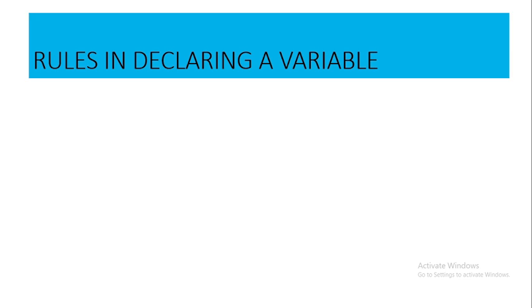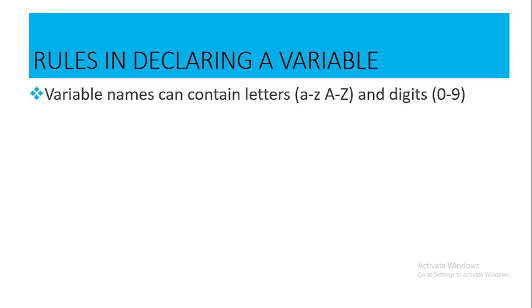When declaring a variable in computer programming, there are rules you need to follow. If you do not follow these rules, you cannot declare or create a variable. The first rule is variable names can contain letters, lowercase a to z and uppercase A to Z, and can also contain digits, that is from 0 to 9. So your variable name can contain any of these letters or digits.